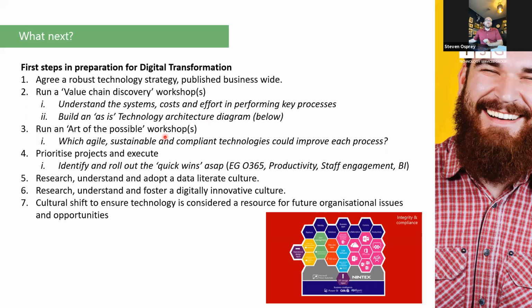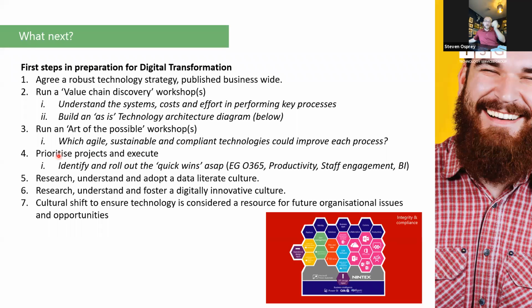And that Art of the Possible workshop is really saying, okay, we understand where you are right now and we understand the inefficiencies. So which agile, sustainable, compliant technologies could improve each process? From that Microsoft stack, how could we potentially either replace or overlay or automate that piece? And then what pounds and pence difference would that make to the organisation? What difference would that make to customer experience? What difference would that make to the tenants?